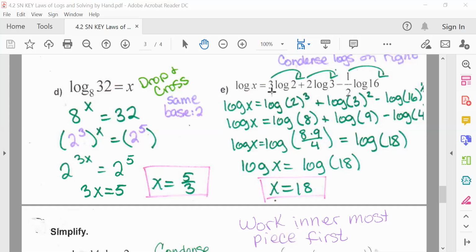So this coefficient of 3 makes this 2 to the 3rd power, which is 8. This coefficient of 2 makes this log of 3 to the 2nd. 3 to the 2nd is 9. This 1/2 power is 16 to the 1/2 power. We talked about last week 1/2 power being the same as the square root. So 16 to the 1/2 power is the square root of 16, which is 4. Are we okay to this point?